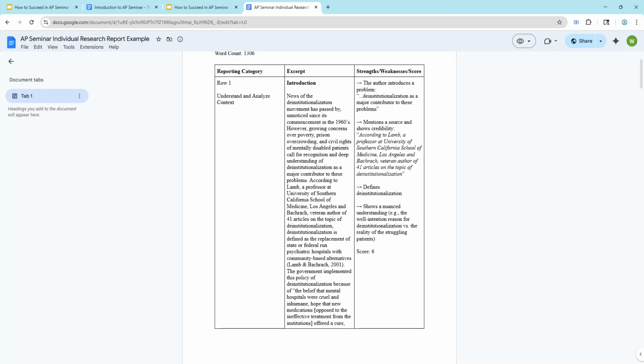According to Lamb, a professor at University of Southern California School of Medicine, Los Angeles, and veteran author of 41 articles on the topic of deinstitutionalization. In fact, this important term, deinstitutionalization, is defined clearly, and the author shows a nuanced understanding, such as the well-intentioned reason for deinstitutionalization versus the reality of the struggling patients. These strengths explain why the student earned a score of 6 for row 1, understand and analyze context.